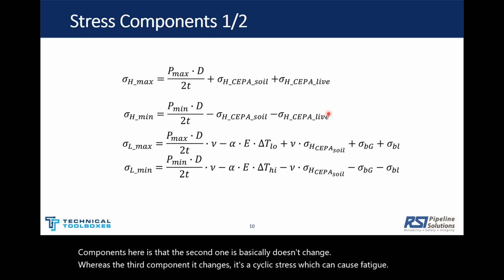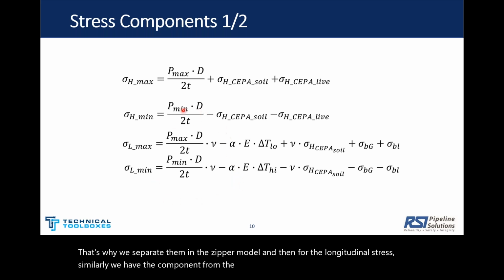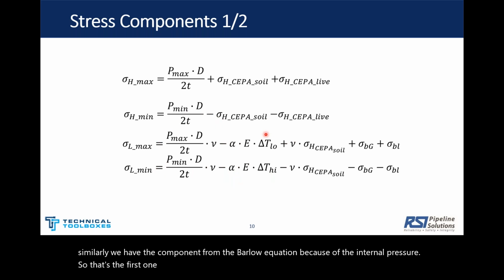That's why we separate them in the CEPA model. And then for the longitudinal stress, similarly, we have the component from the Barlow equation because of the internal pressure. So that's the first one. The second one that you see is related to thermal expansion or contraction of the pipe.